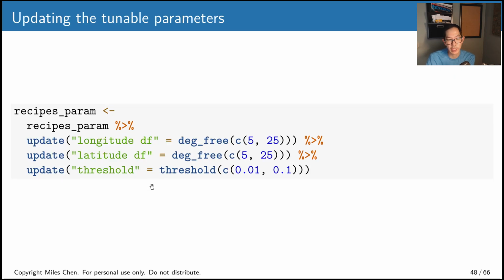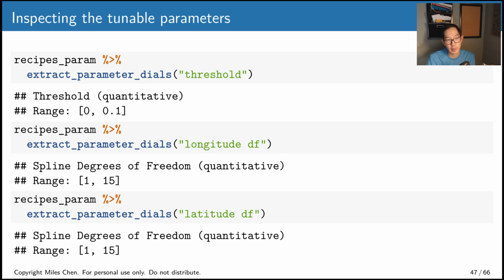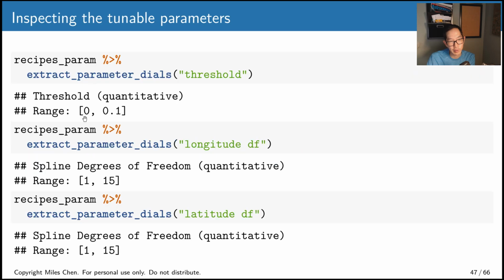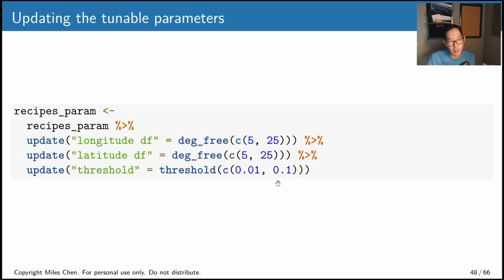And we might want to change that. And we might want to say, hey, don't go 1 to 15 degrees of freedom, go from 5 to 25 degrees of freedom. And for a threshold, instead of going from 0 to 10%, try going from 1% to 10% or something like that, right?